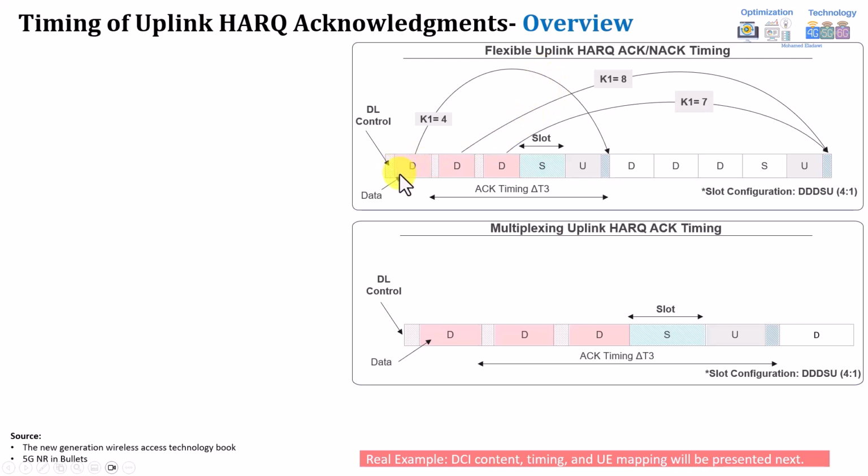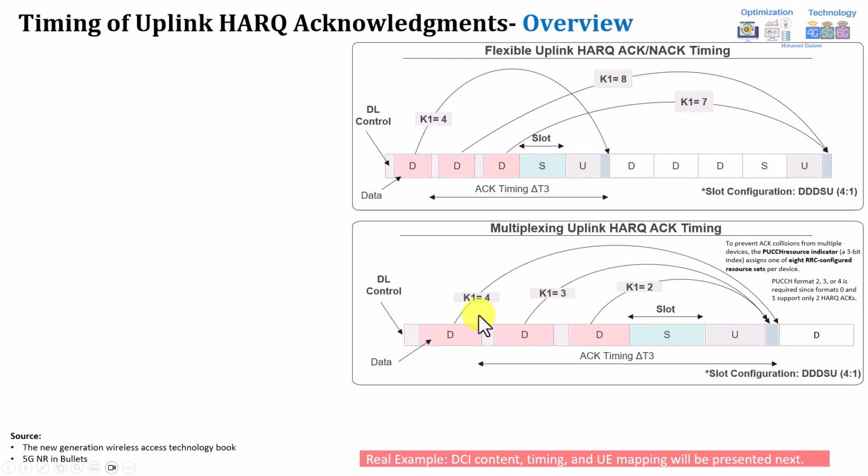Flexible means that the acknowledgement or the feedback in general can be sent at any time defined by the network, and this information will be delivered to the UE in the RRC message and through the DCI information, as I will show in the next slide. The multiplexing of uplink HARQ timing is still flexible, but this means that, for example, you have three transmissions here. All these three transmissions can be multiplexed at the same uplink timing.